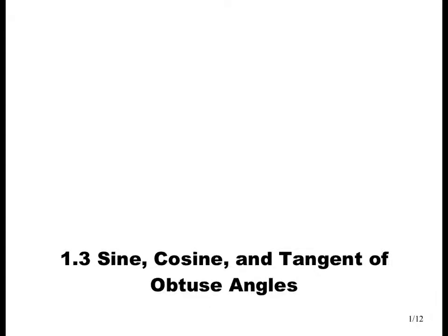Section 1.3, which is sine, cos, and tan of obtuse angles. First, we're going to go through the definition of obtuse angles, and then we are going to define the sign of the sine, cos, and tan if the angle is in the first quadrant or the second quadrant. We're going to talk about the quadrant in a second.